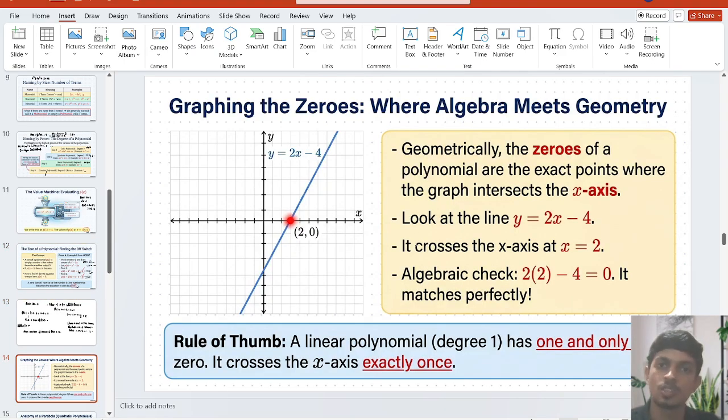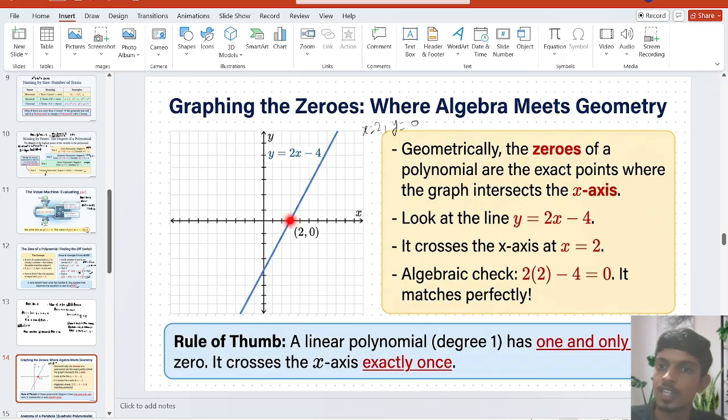Graph the zeros, where algebra meets geometry, means at which point the polynomial gives 0. Take the example y equal to 2x minus 4. If we put x equal to 2, we get y equal to 0. And see the graph of the polynomial: since this is a linear equation, its graph is simply a straight line, and it intersects at the point (2, 0). This satisfies the graph of this line, passing through the point (2, 0).